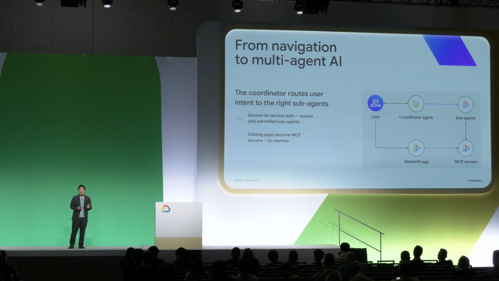Now, here's one thing I want you to remember. More agents mean more risk. If every agent can talk to every other agent, you lose control. So we used service-to-service authentication on Cloud Run to explicitly limit which sub-agents the coordinator can reach. The coordinator only sees what it's supposed to see, no unexpected behaviors, no runaway chains. The system stays predictable, even as it grows. Predictability is a security property. Keep that in mind.